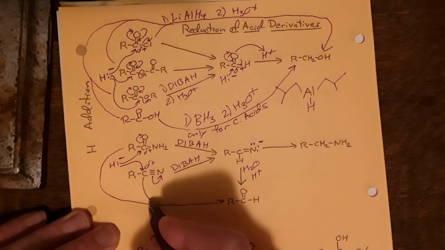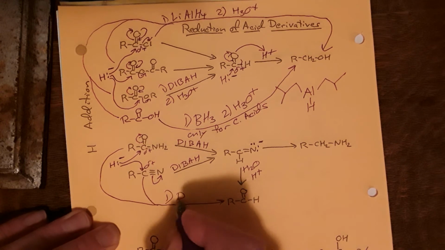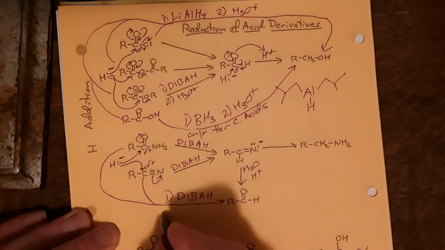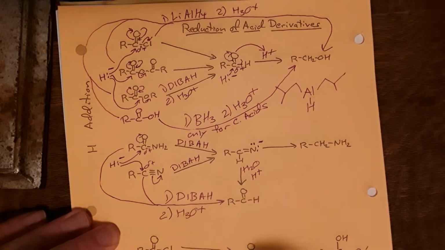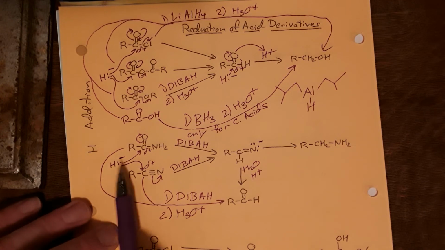So either one of these, if you added in step 1 diisobutyl aluminum hydride and in step 2 H3O, you would convert them to an aldehyde. If you wanted to go all the way to the amine, then you would use a stronger hydride reducing agent, and we would actually use the same one that we used in the examples above, lithium aluminum hydride.